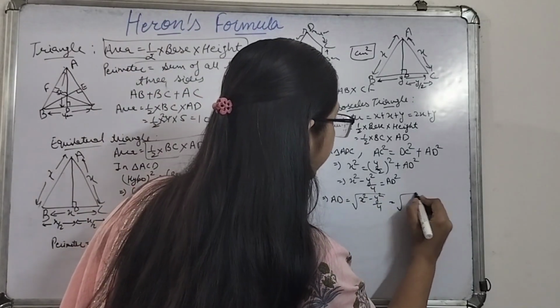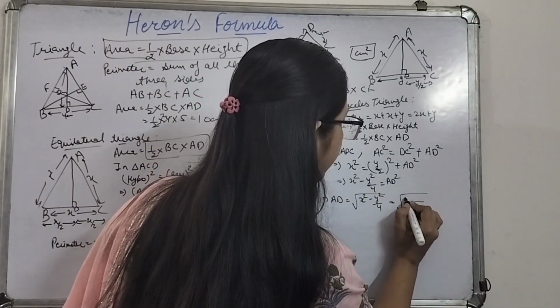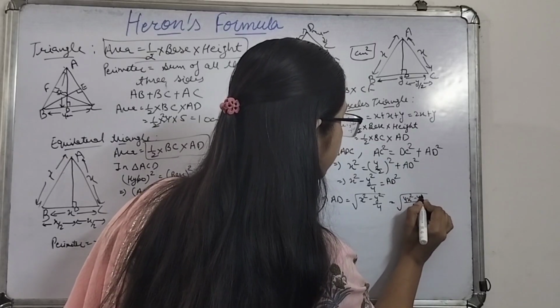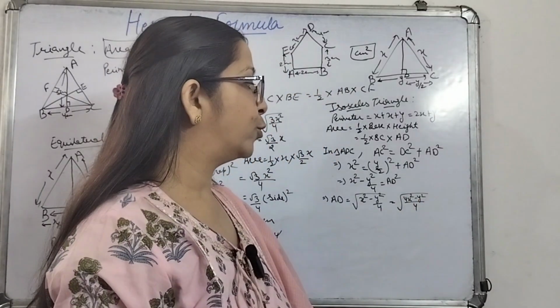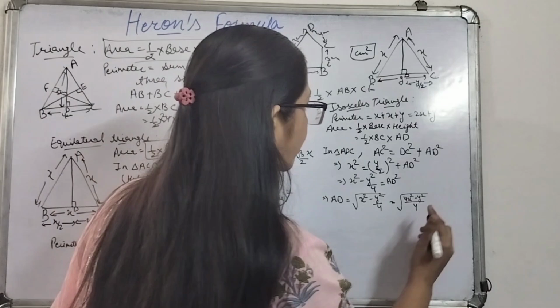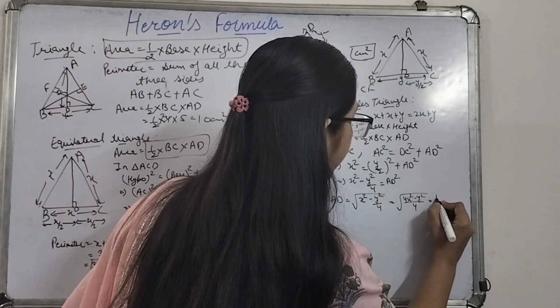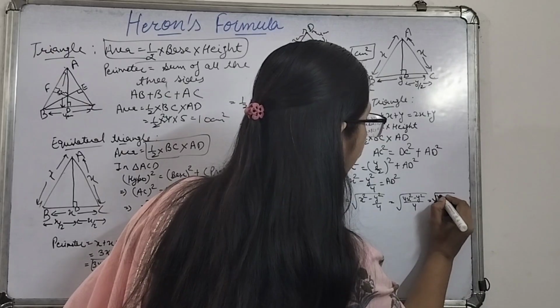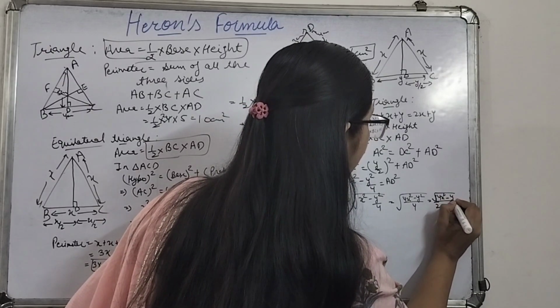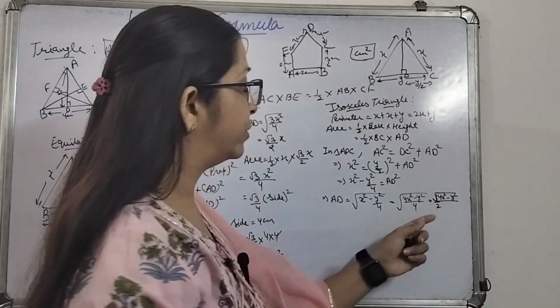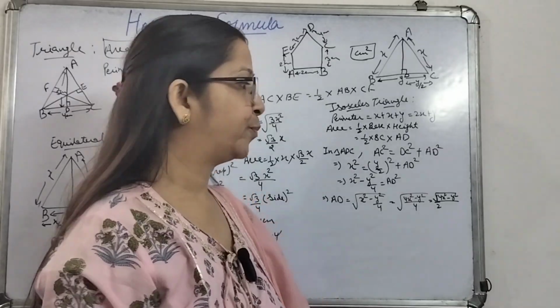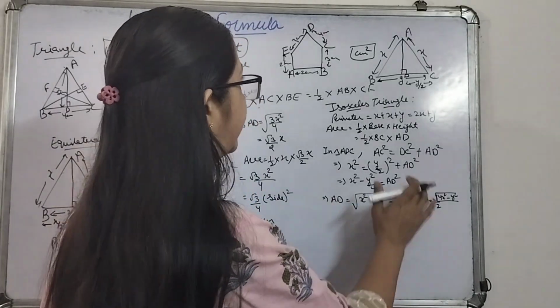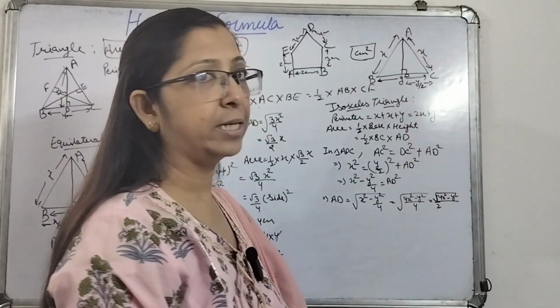If we solve it further, 4 will be the LCM. It will become 4x square minus y square. The square root of 4 we know is 2. So it can be written as 1 upon 2 into the square root of 4x square minus y square, with 2 in the denominator. This is the value of AD, that is the perpendicular, or we can say the height.